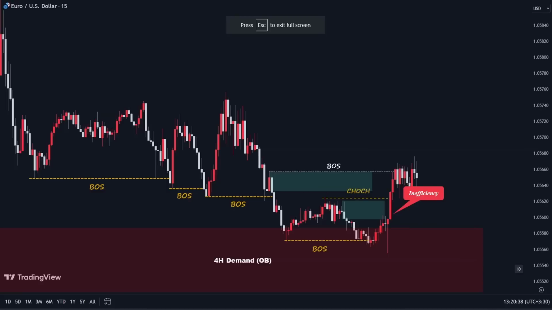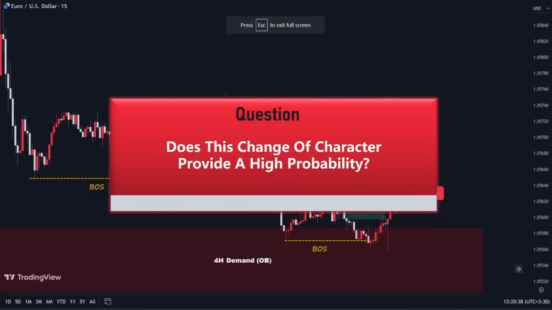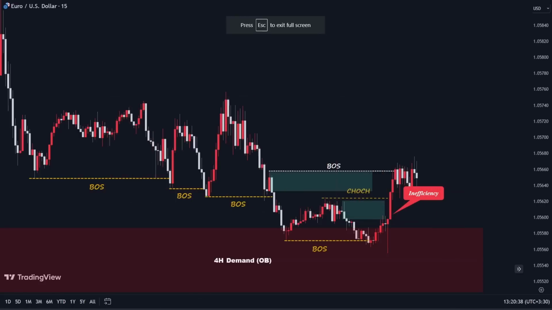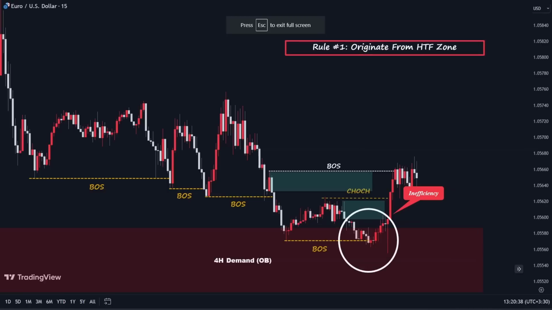So, a crucial question arises. Does this change of character provide a high probability, or does it carry a high chance of winning if we use it to execute trades? We have fully discussed the rules and criteria that need to be considered to identify a high-quality change of character in previous episodes. As you know, guys, a change of character is valid only under one condition: price reverses and originates from a higher time frame supply or demand zone before breaking the recent major structure and initiating the change of character. So here we see that price has done that.